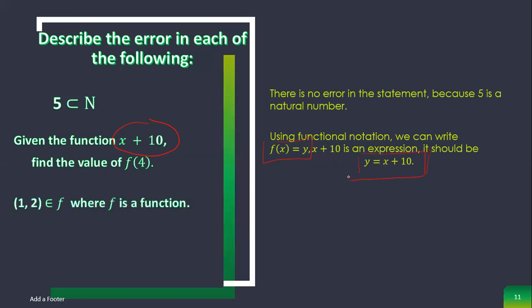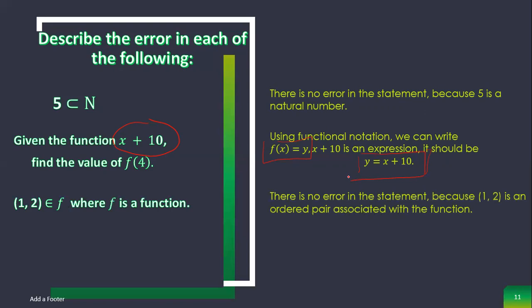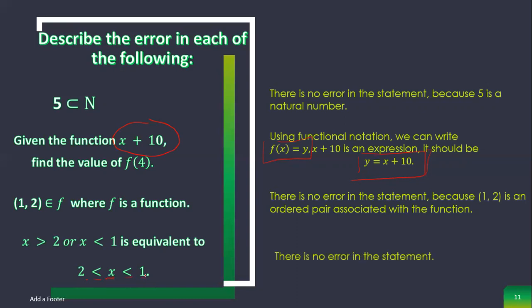Next, the ordered pair (1, 2) is an element of f where f is a function. Okay, so there is no error in the statement because (1, 2) is an ordered pair associated with the function. The next one: x is greater than 2 or x is less than 1 is equivalent to x is greater than 2 but less than 1. So, correct. There is no error in the statement, right?